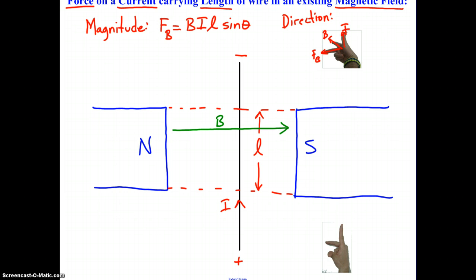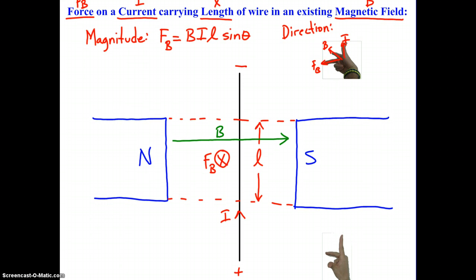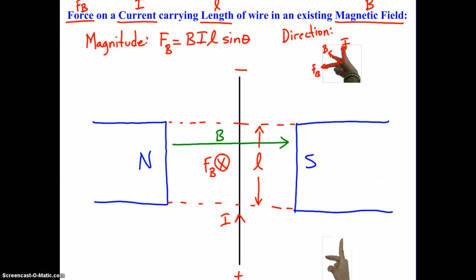All right, so let's go ahead and hand rule this then. Our thumb sticks straight up. Our index finger points to the right. And when we do that, our middle finger is pointed into the page. So FB is into the page, and the symbol for that is an X, or a circle with an X around it. All right? And that's how you determine the direction of the force on a current carrying length of wire in an existing magnetic field.